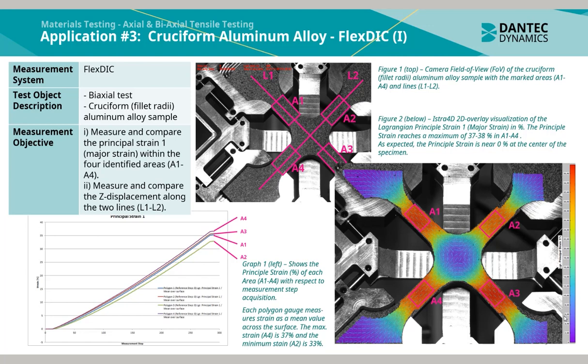In graph 1 to the left, we see the principal strain in percent of each area 1 to 4 marked. Each polygon gauge measures strain as a mean value across the surface. The max strain A4 is 37% and the minimum strain A2 is 33%.